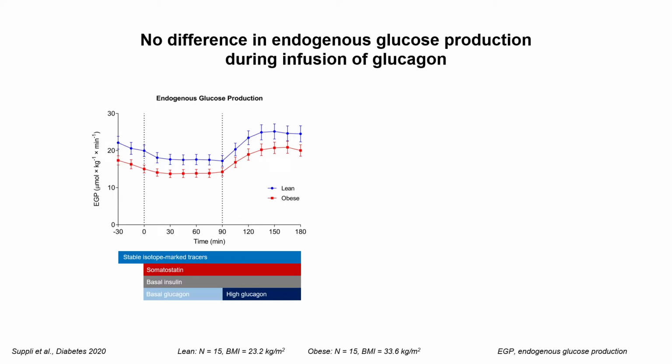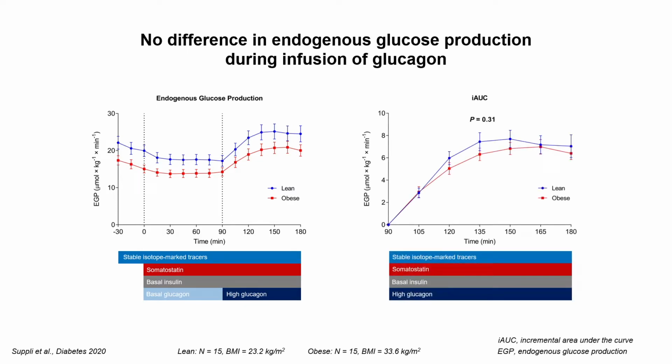We have talked mostly about amino acids during this conference, but of course we know that glucagon has a very powerful stimulatory effect on glucose. So this is the endogenous glucose production in the two groups. You can see when we increase the infusion rate of glucagon, the endogenous glucose production increases exactly as we would expect. But when we look at the incremental area under the curve, that is the increase in endogenous glucose production, there was no difference between the groups.